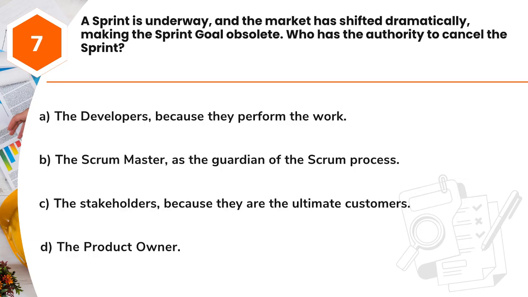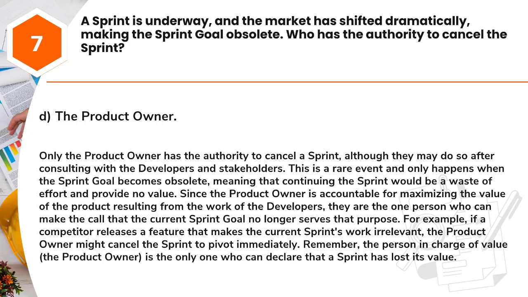Question 7. A sprint is underway and the market has shifted dramatically, making the sprint goal obsolete. Who has the authority to cancel the sprint? A. The developers, because they perform the work. B. The Scrum Master, as the guardian of the Scrum process. C. The stakeholders, because they are the ultimate customers. D. The product owner. Answer: D.